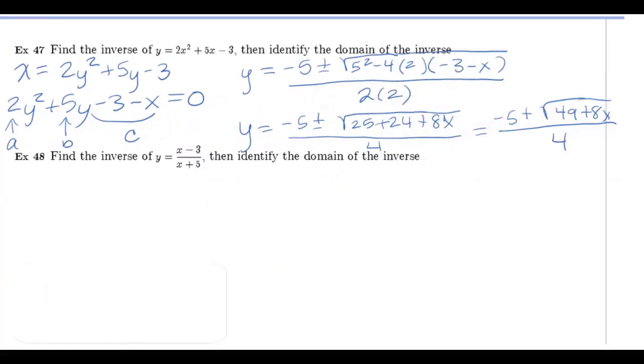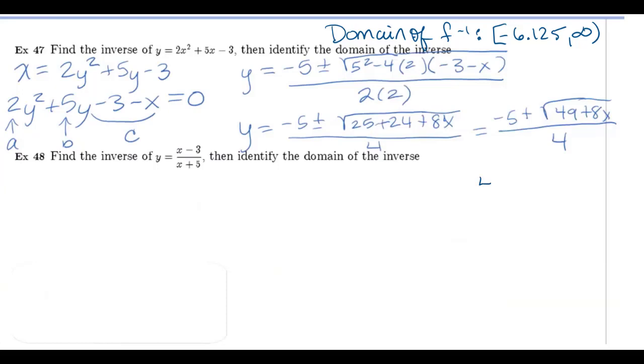So our domain here, and I'll write it up here at the top. Again, this is the domain of the inverse, is going to be, again, starting at negative 6.125 and going up to infinity. Again, we can see that based on the graph. We can also look here, if you just look at the radical, again, that's going to be what would cause us problems as far as real numbers go.